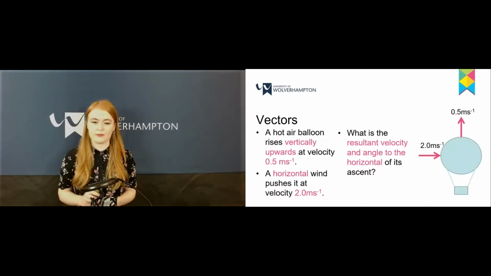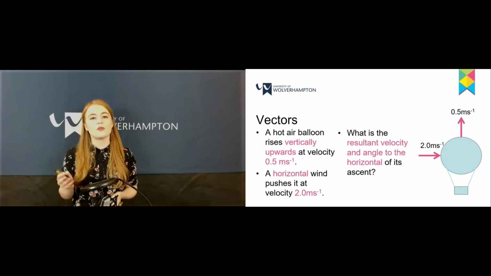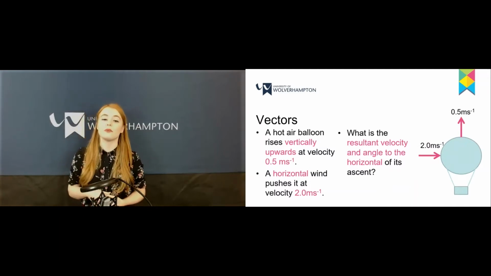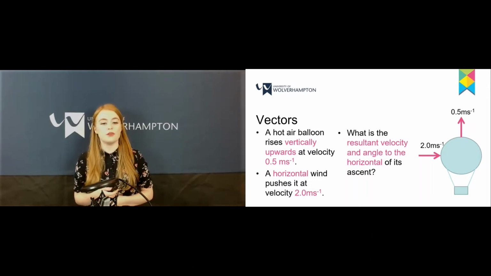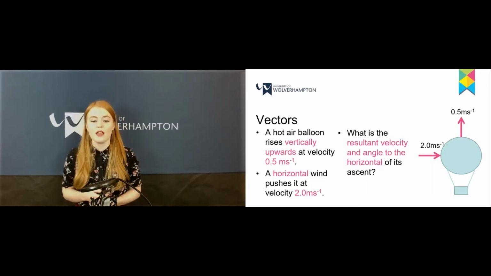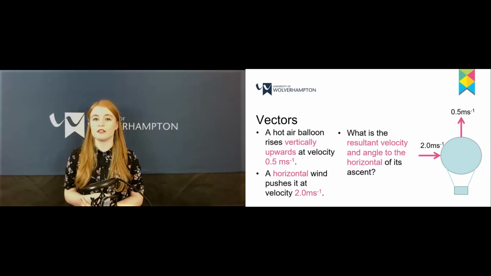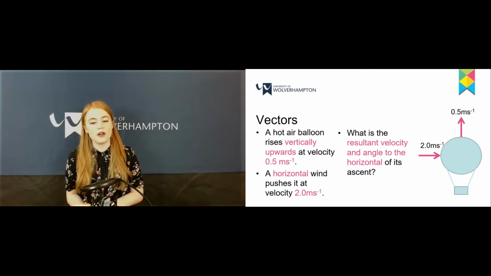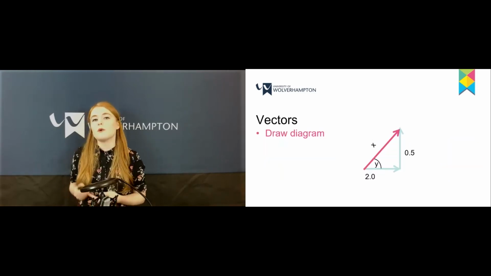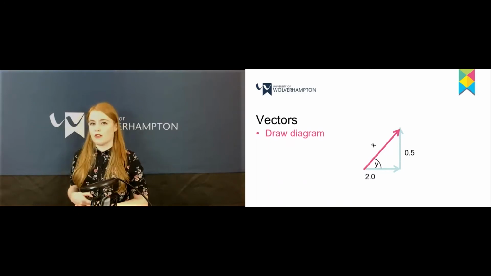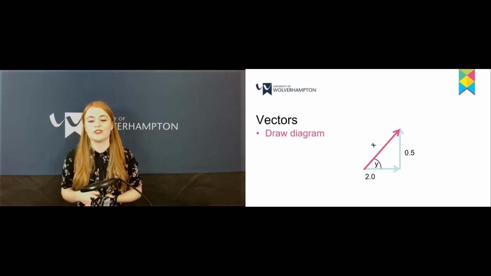of the vectors. So if we had a question like this, where a hot air balloon rises vertically upwards at a velocity of 0.5 meters per second, and a horizontal wind pushes at it at a velocity of 2 meters per second, and we wanted to find the resultant velocity and angle to the horizontal of its ascent, that's when we'd use vectors. So I'd always recommend drawing a diagram whenever you're faced with any questions such as these.